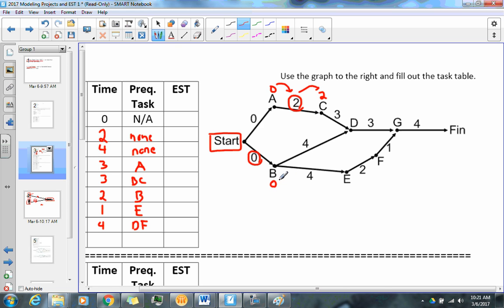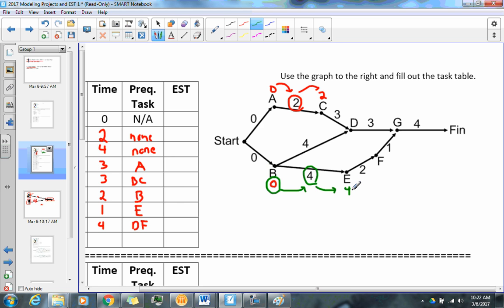All right. Now, let's try B. Let me clean this up a little bit. So B has an earliest start time of 0. I'm going to do this in another color. B has an earliest start time of 0. Now I want to do E. It takes 4 minutes to do whatever task B is. So from 0 to 4, E is going to start at 4 minutes. So the EST for E is 4.